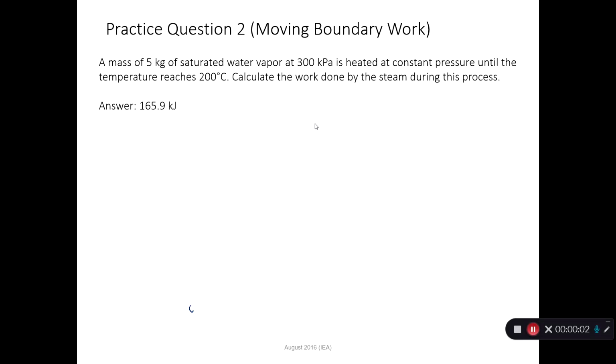Okay, so continuing with the discussed examples, practice question 2 is easy. If you get practice question 1, this should be no problem. So you have saturated water vapor. Remember where that is on the diagram. It has a mass of 5 kg, 300 kPa.